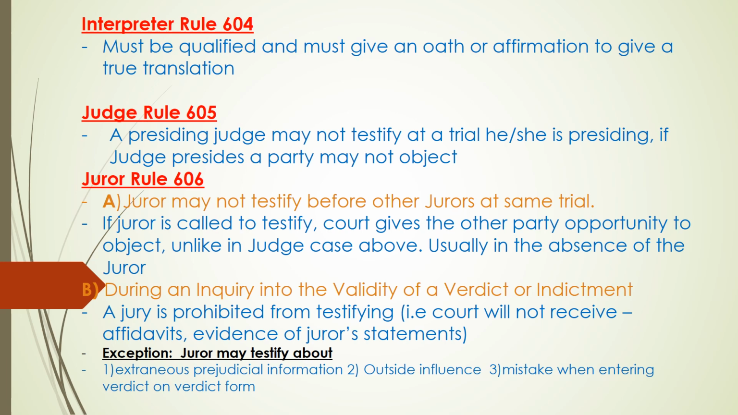Now, there are exceptions to this rule, which is that a juror may testify about extraneous prejudicial information. This extraneous prejudicial information can be in the form of anything said outside of court that then disadvantages one of the parties. Such information will have to be shared in court. Moreover, any outside influence that is presented to a jury has to be shared with the court. And any mistakes when entering a verdict on a verdict form.